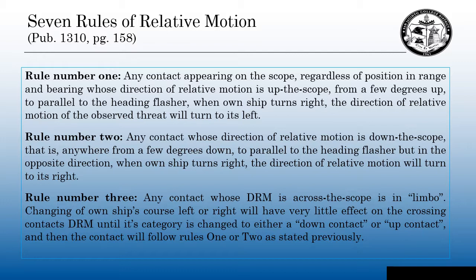There are seven relative motion rules. These come out of Pub 1310, the Radar Navigation and Maneuvering Board Manual. I'm not going to read every one of these rules to you. You may want to pause the video and read the rules, but I'm going to explain each one of the rules further on into this video.